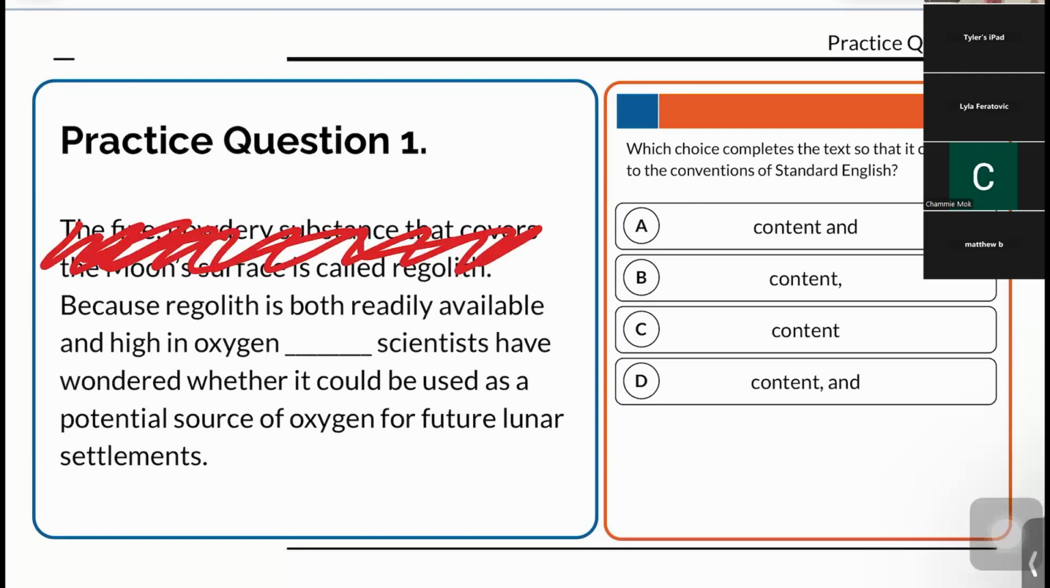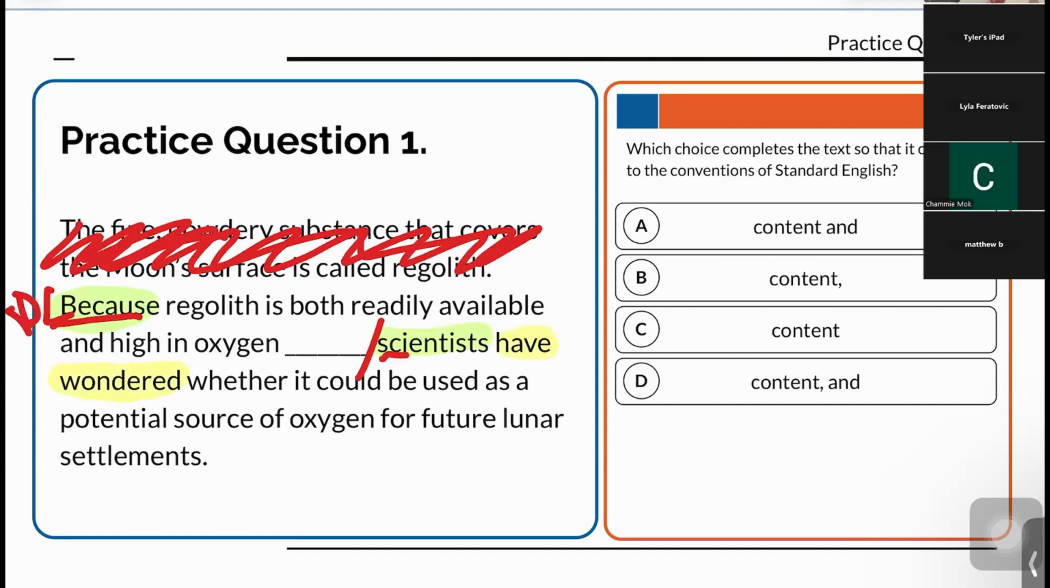So because regolith is both readily available and high in oxygen, and then content, we would fill in the blank there to make sure we know what we're doing. So everything before the blank, because regolith is both readily available and high in oxygen, you might notice you have this because there. We learned about this concept of subordinate clauses yesterday. If you've got the word because in front of a clause, it does not matter what's in the clause. It's a dependent clause. So that's a dependent clause. What about after it? Scientists. There we go. Scientists is our subject, and have wondered is our predicate.